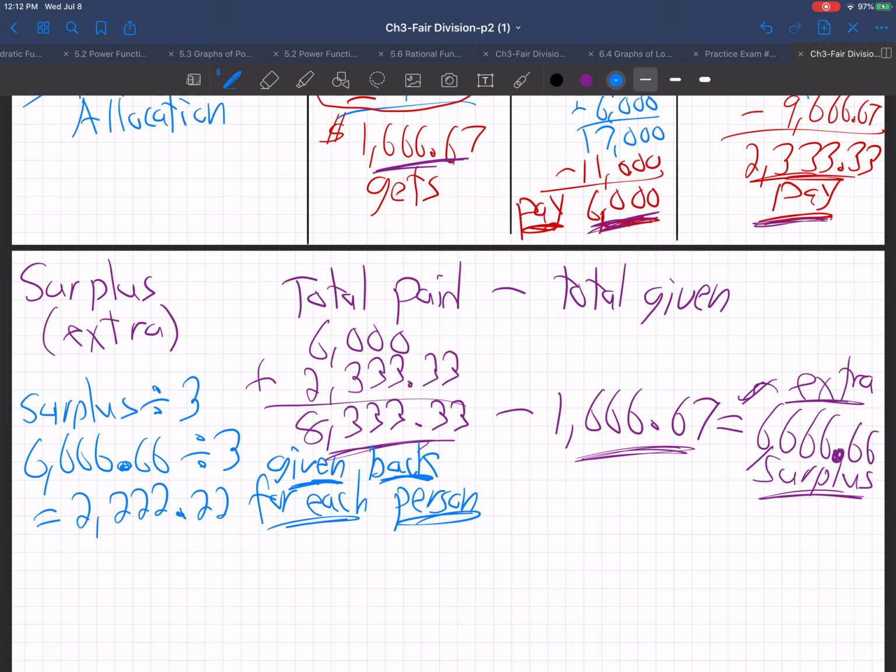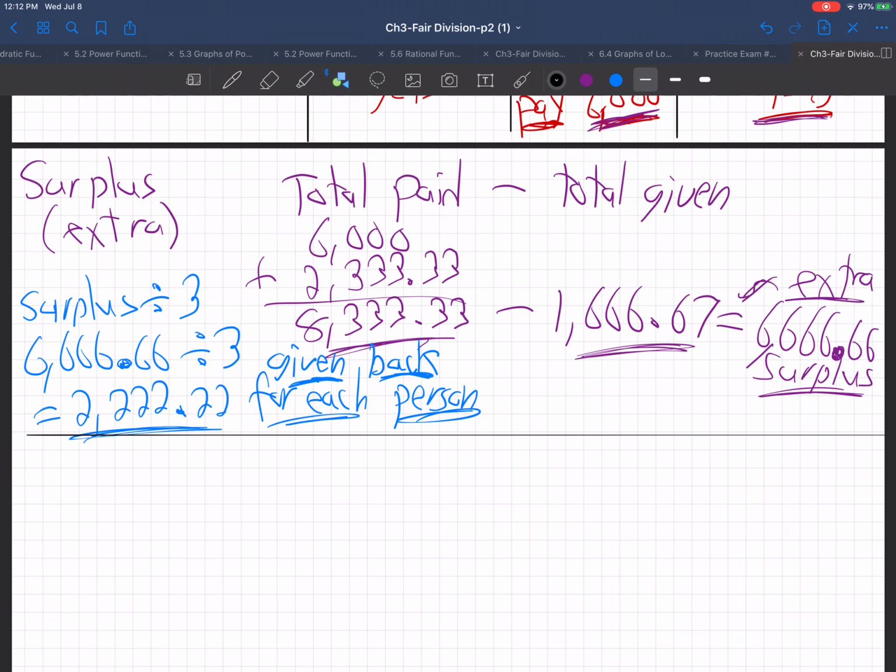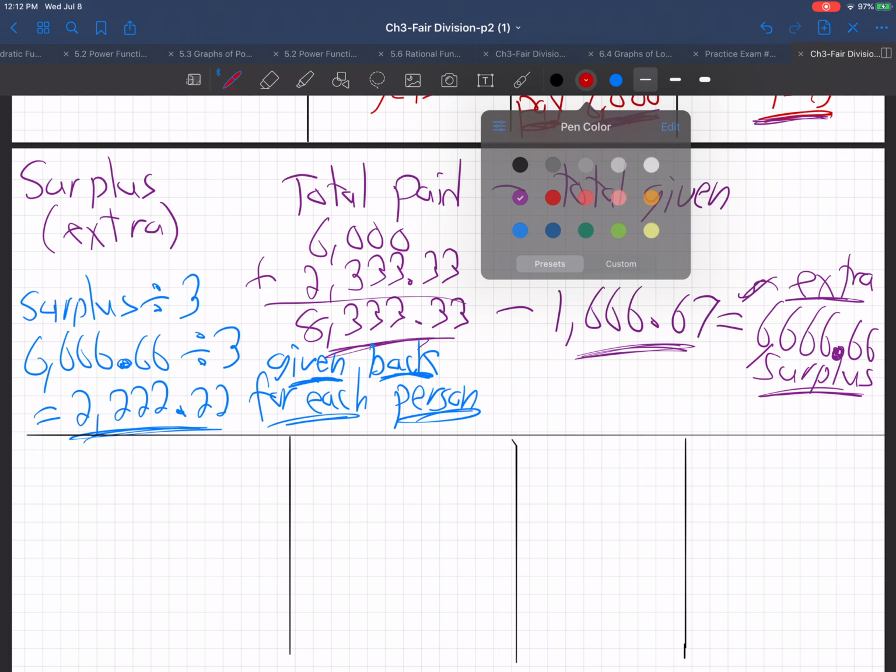The surplus is the extra money that was in the estate. So we divided by 3, because there's 3 people. That's 2,222.22 given back for each person. Okay. So now we're ready to do the final allocation. Let's do it.